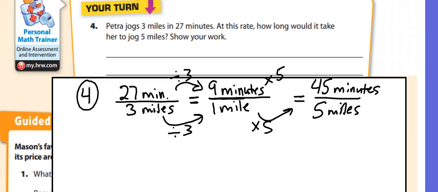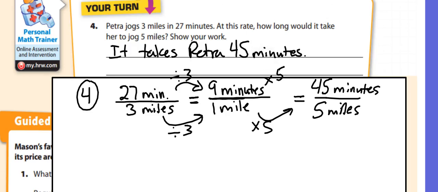So if you look from left to right there, you see that we did a 2-step process. We took the numbers given to us and simplified to a unit rate. Then we multiplied it by 5 to find our desired information, which was 45 minutes for 5 miles. Really, we should probably write a short sentence. It takes Petra 45 minutes to run 5 miles. I'm just going to put a period there. And I did show my work, all these rates, and divide by 3 and times 5. That is showing my work. Alrighty, let's move ahead to the guided practice.